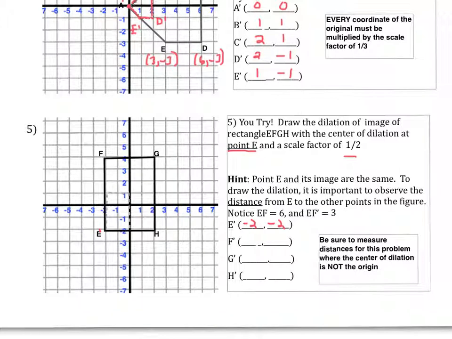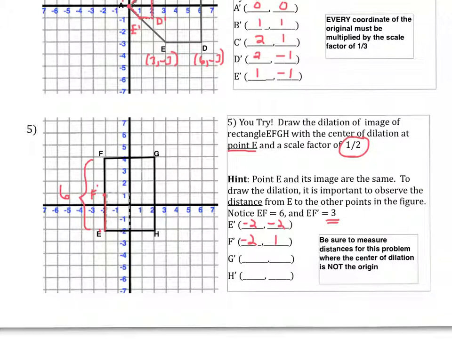To draw the dilation, it is important to observe the distance from E to the other points in the figure. In other words, since the distance from point E to point F is 6 units, when we perform the dilation, the distance from E to F prime has to be half, because our scale factor is half of that. So the distance from E to F prime has to be 3 units. So if I measure from E up 3 units, then I get F prime. So F prime has to have coordinates -2, +1.